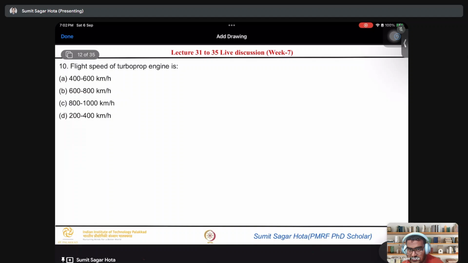The flight speed of a turboprop engine is dash. It is 400 to 600 kilometers per hour.